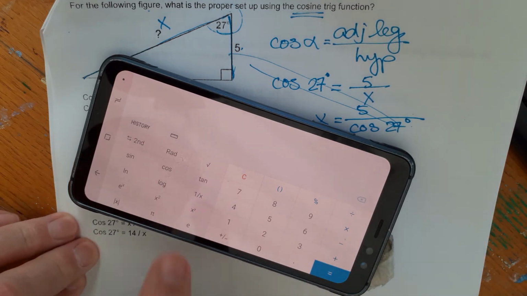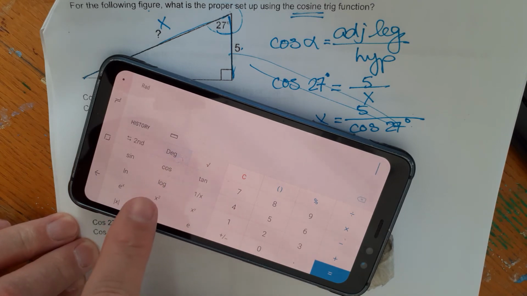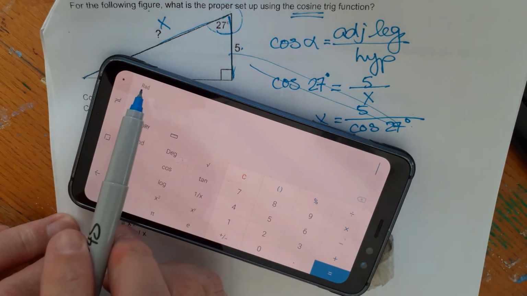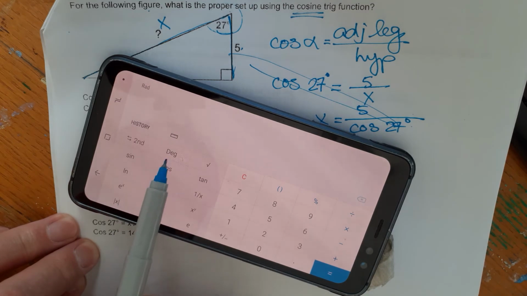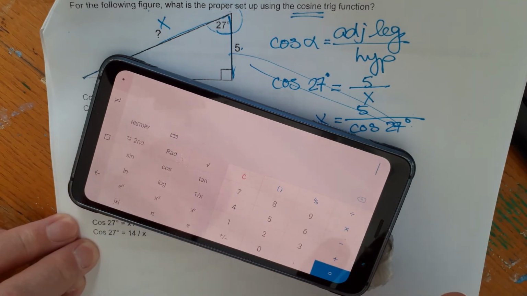And here, first things first, make sure you're in degree mode. See this radian? Radian showed up here. We do not want radian mode. We want degree, so click it again. When nothing's there, it's in degree mode.